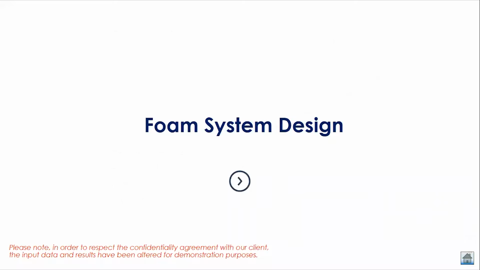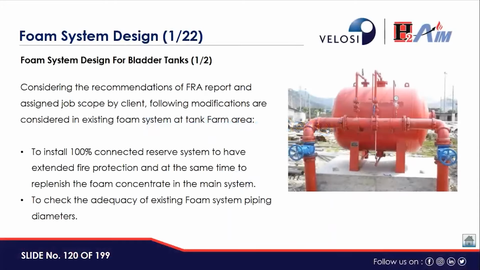Similarly, now we will discuss the foam system design. Based on the recommendation of the FRA report and the scope provided by the client, we have to perform the following modifications. We have to install a 100% connected reserve system to have extended fire protection, and at the same time to replenish the foam concentrate in the main system, and to check the adequacy of existing foam system piping diameters as well.